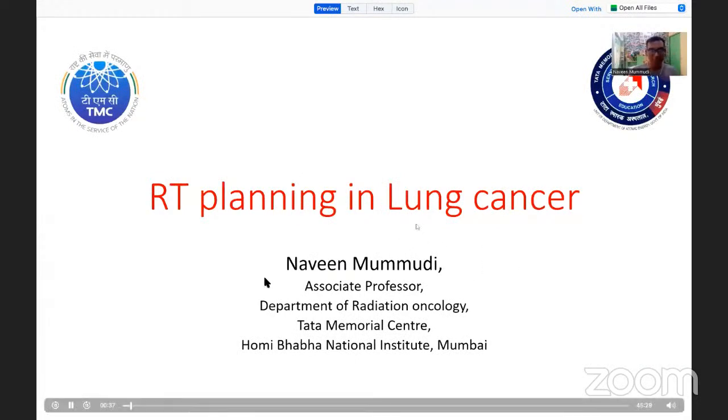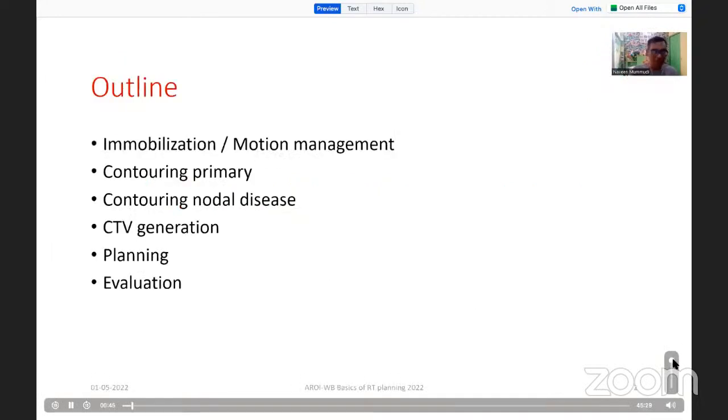So my topic today is going to be on radiotherapy planning nuances. And this is the outline of my talk with the basics of immobilization, very little about motion management because we already have a speaker talking about it. And then I will move on to how do we contour the primary disease in lung cancer, and I'll also talk about how to contour the nodal disease. And once you're done with contouring GTV, we'll see how to generate CTV from the GTV and also how to go about the PTV generation.